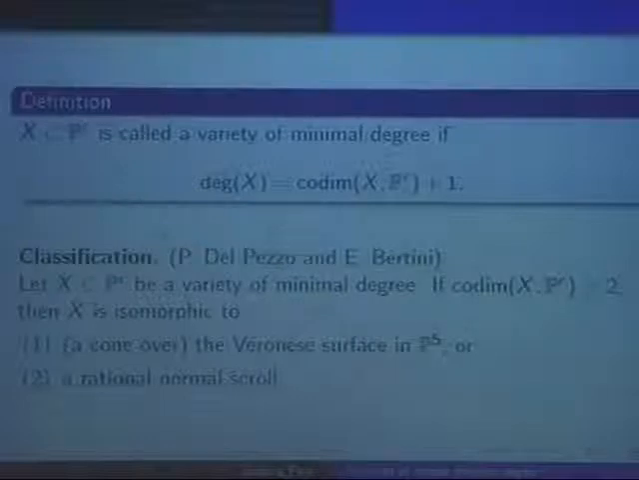Those varieties were completely classified more than 100 years ago by Del Pezzo and Bertini. The result is as follows. If X is a variety of minimal degree and the codimension is at least 2, then X is either a cone over the Veronese surface or a rational normal scroll. So now we have a complete list of varieties of minimal degree.